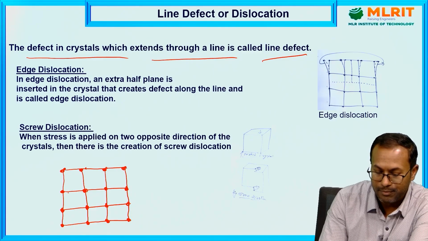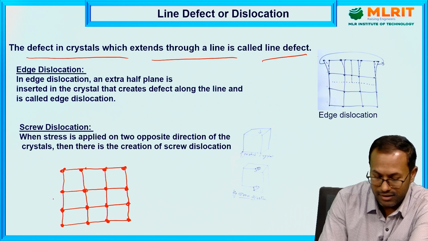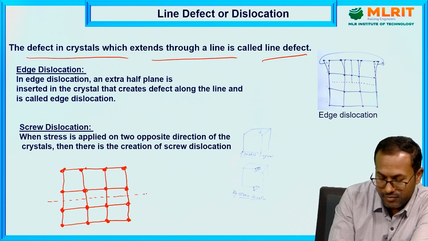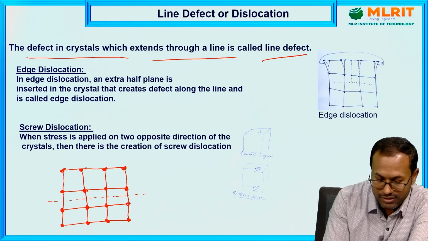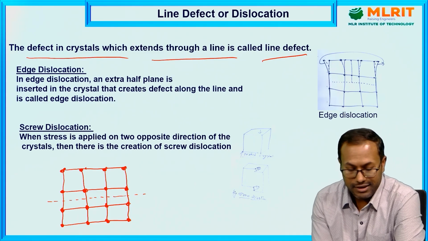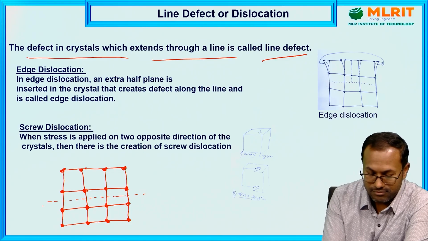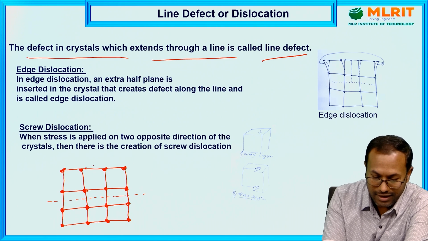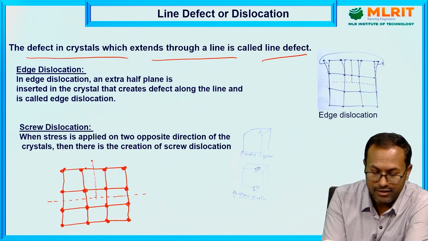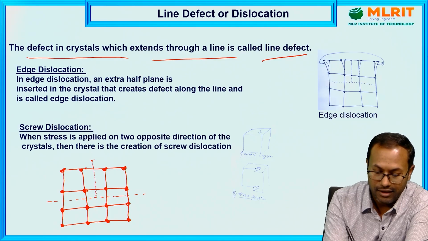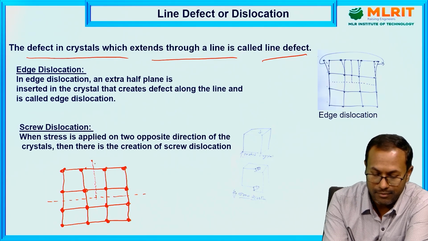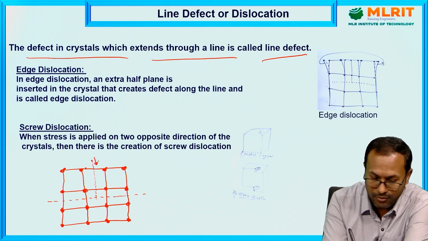Suppose now we divide this into a plane. Suppose this is a line, and we take half of this line. There are 4 atoms seated along this line, so half of this line is marked by this dotted line. This is a half plane of this crystal, and this is another half plane along this line. Now suppose we insert a half plane along this y-axis. So what will happen?